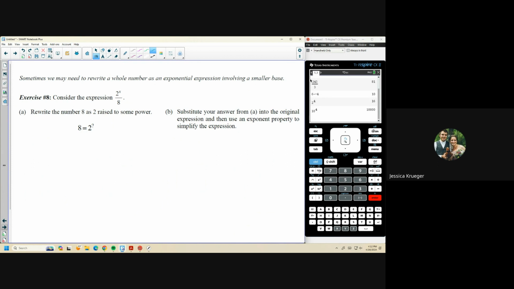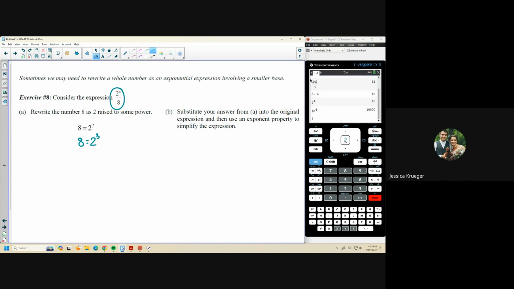Exercise 8. We've got the expression 2 to the x over 8. So sometimes what we want to do is we need to rewrite the number as an exponential expression involving a smaller base. So how can I reduce this? So the first thing I want to think about is how can I rewrite 8 as 2 to a power? Well, 8 is 2 to the third.